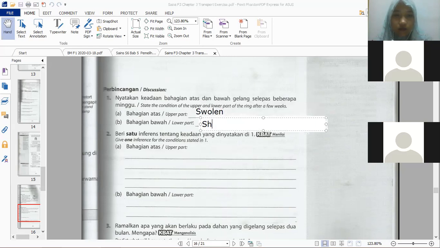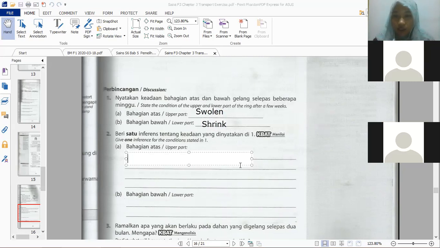Shrink. Transport food is stop. Okay, stop. Okay, because it has been cut. Okay, so that's why this is swollen. How about shrink? Shrink, how you answer the question?